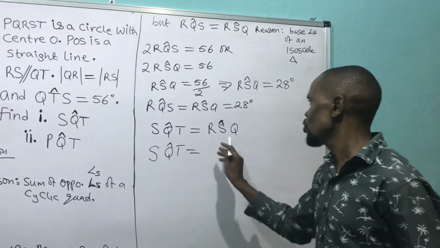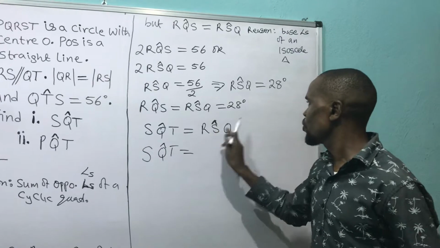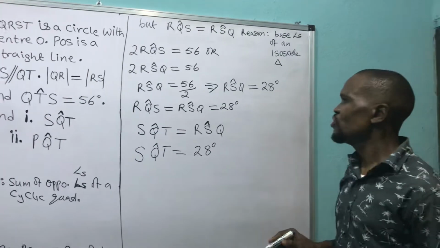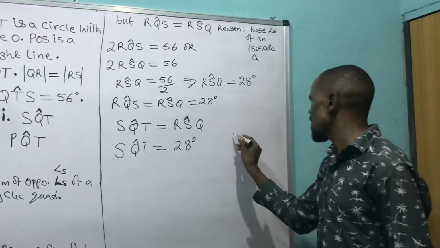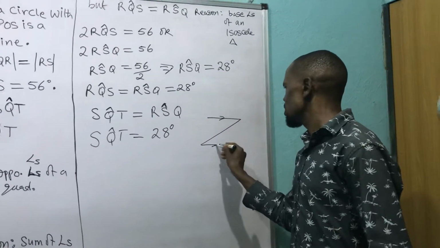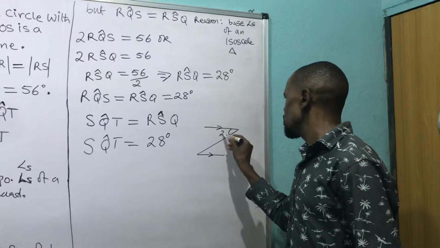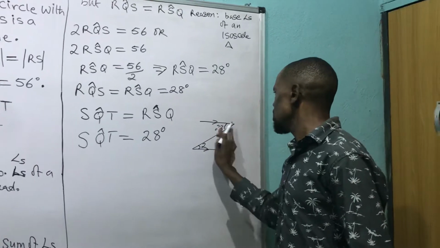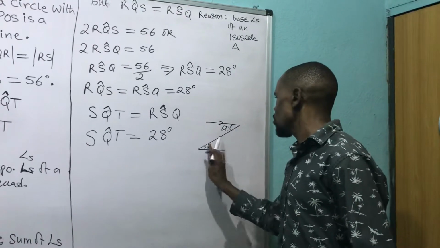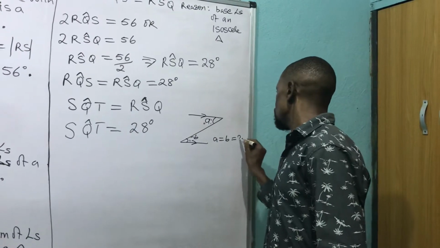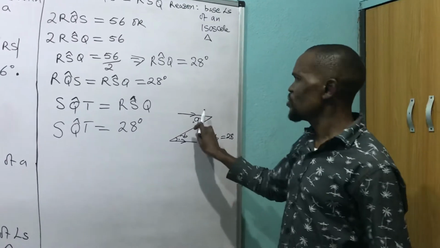And this XQT is equal to RXQ, which is already 28, meaning that this is 28. And you know the reason why I say that: alternate angles are equal. If this line is parallel to this one, this angle, which is 28, is equal to this angle, which is also 28. That means A is equal to B, and is equal to 28, because the angle here is 28.